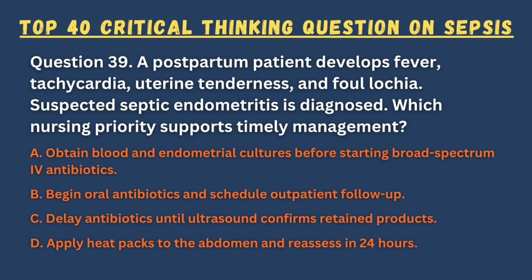Question 39. A postpartum patient develops fever, tachycardia, uterine tenderness, and foul lochia. Suspected septic endometritis is diagnosed. Which nursing priority supports timely management? A. Obtain blood and endometrial cultures before starting broad-spectrum IV antibiotics. B. Begin oral antibiotics and schedule outpatient follow-up. C. Delay antibiotics until ultrasound confirms retained products. D. Apply heat packs to the abdomen and reassess in 24 hours.